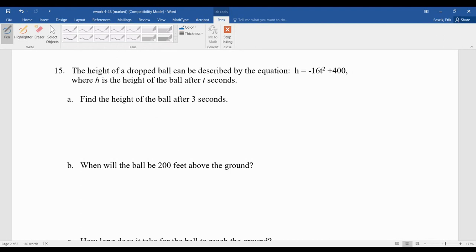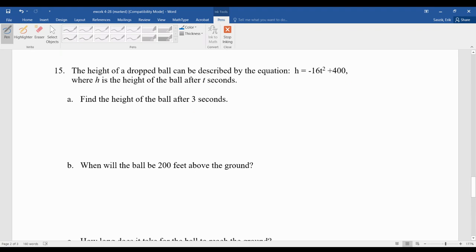Height of, we did these before too, remember that? The height of a dropped ball can be described by the equation h equals negative 16t squared plus 400. H is the height of the ball after t seconds. So it's dropped. If you guys remember, this 400, that's the starting height. So this would be on the top of a very tall building. And at any particular time, you could figure out how high the ball is. So at 0 seconds, if you plug 0 in for t, this becomes 0, and the height of the ball is 400 because you haven't dropped it yet.